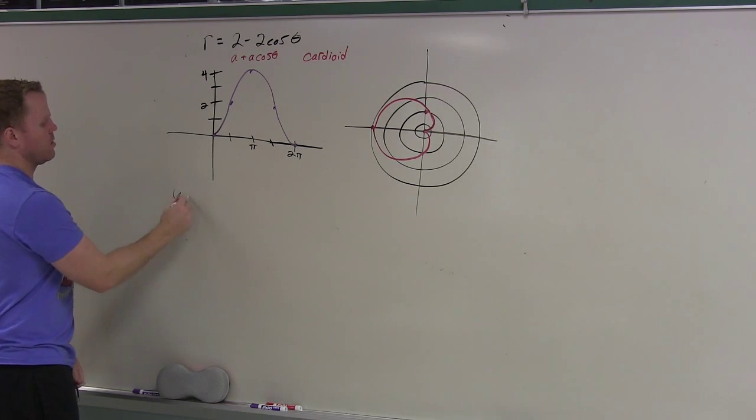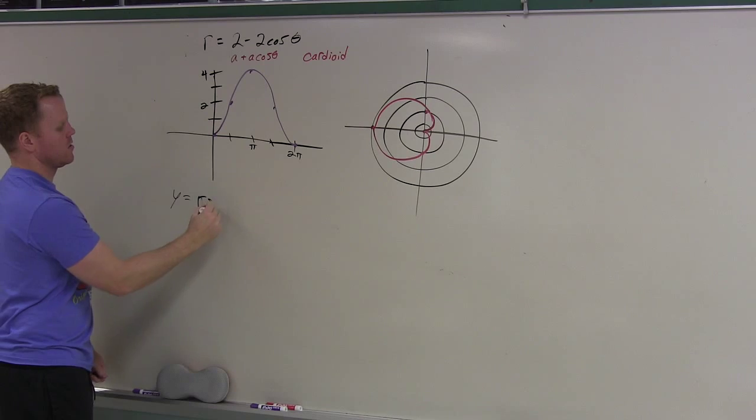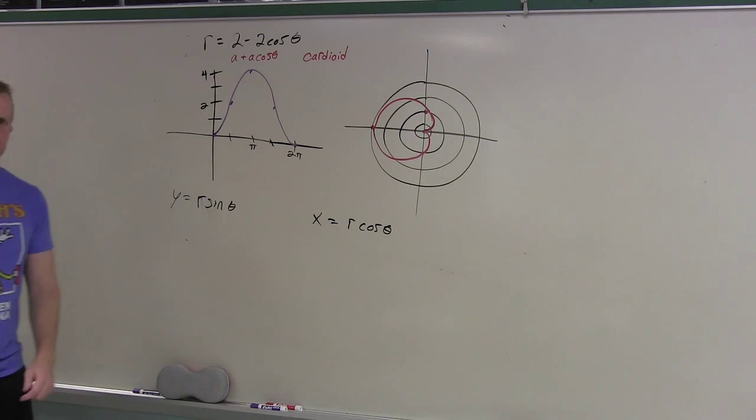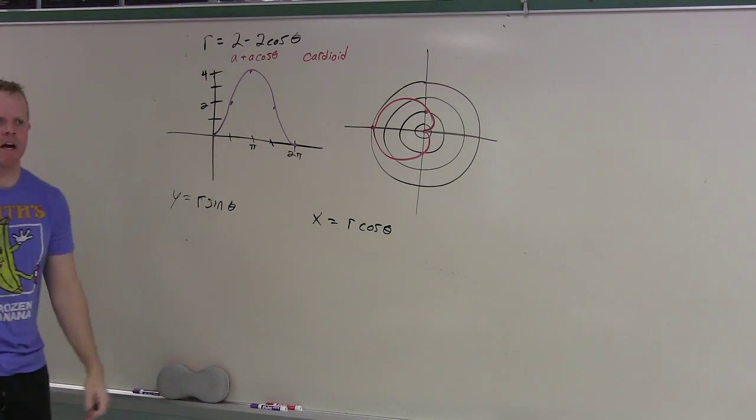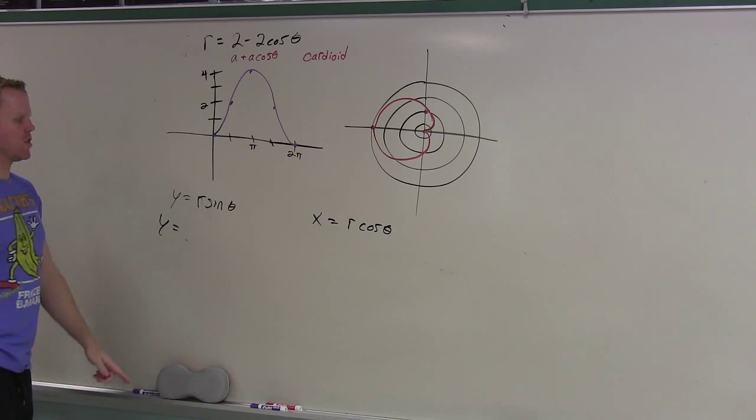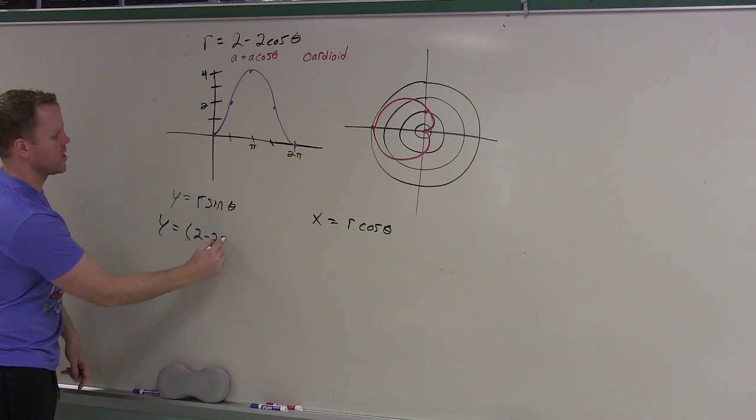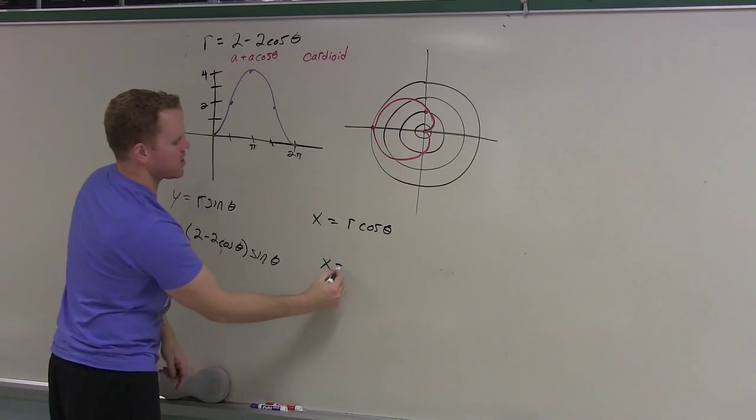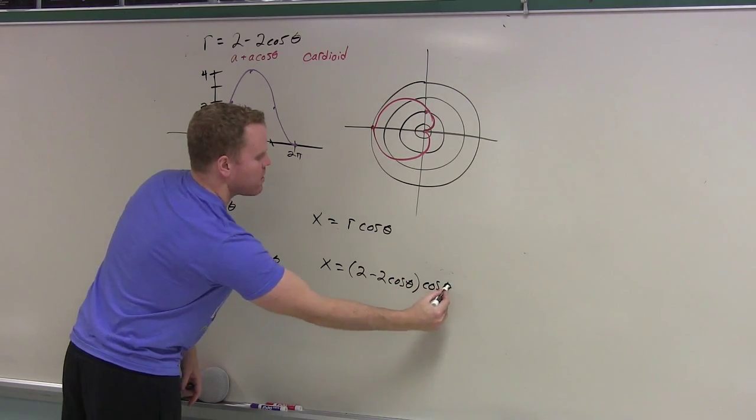So let's start by talking about y, which is r sine theta, and x, which is r cosine theta. There's no real particular rhyme or reason when I have y first and x second, but you're going to need to put this one on top of this one to talk about dy/dx. So y is really r sine theta, but we actually know what r is in this case. So this is 2 minus 2 cosine theta times sine theta. And x is the same thing, 2 minus 2 cosine theta times cosine theta.